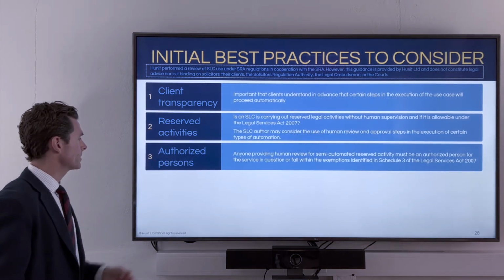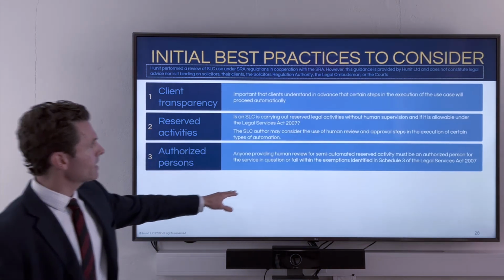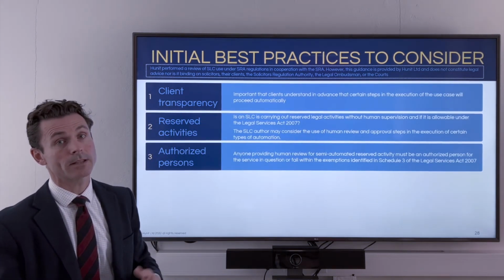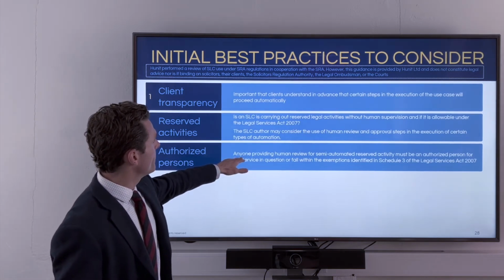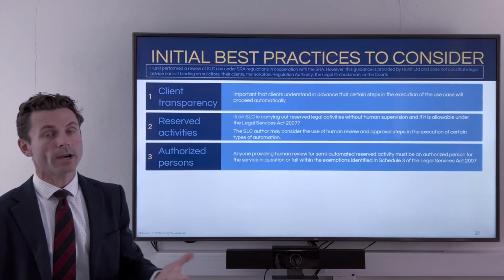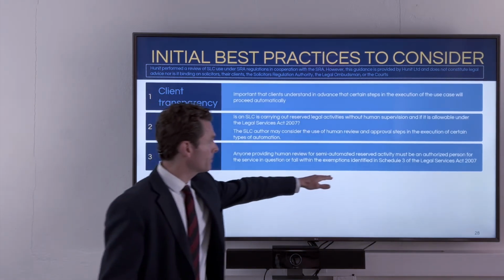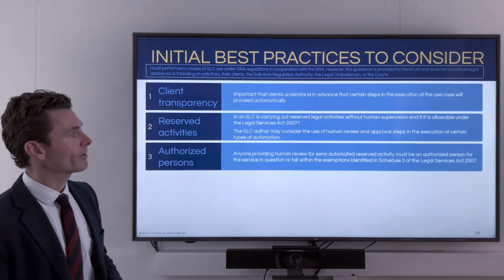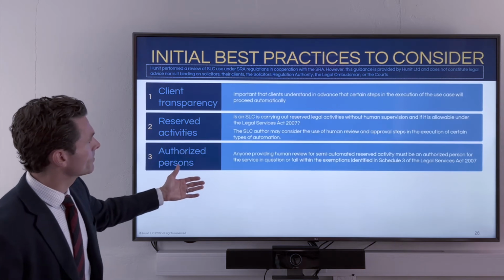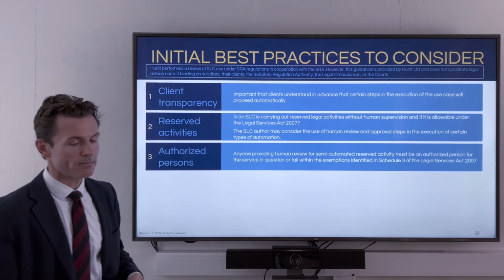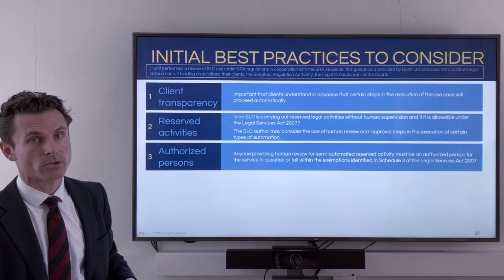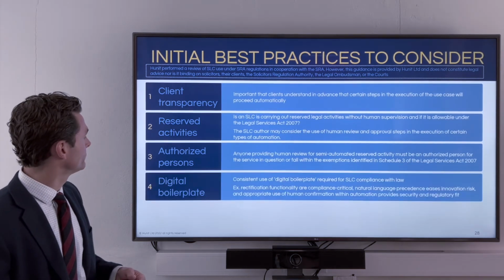As a corollary to that, essentially authorized persons. So in the event you have an approve button, and we'll get back to the use of smart legal contracts and their interaction with human beings in a second, anyone that's providing that human review step needs to either be an authorized person or fall into an exemption as identified in Schedule 3 of the Legal Services Act of 2007. So when it comes to who is hitting that approval button, the person must be authorized to have performed that task outside of the automation, should no automation have been present.